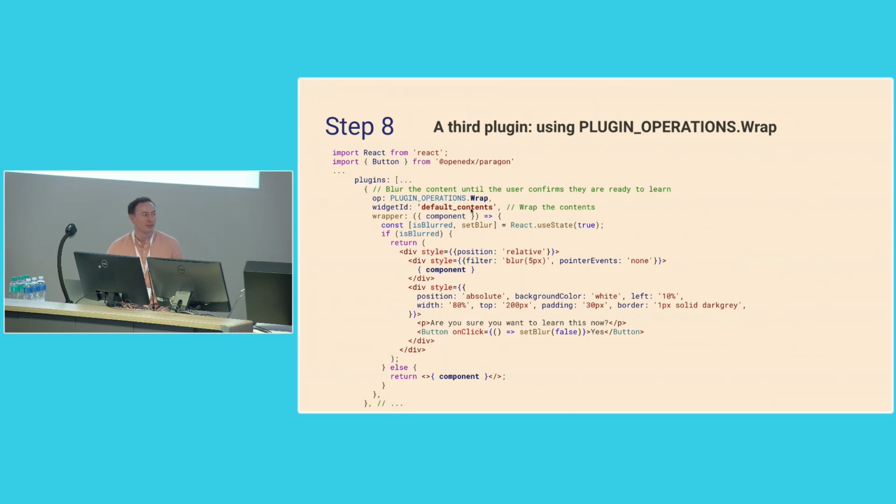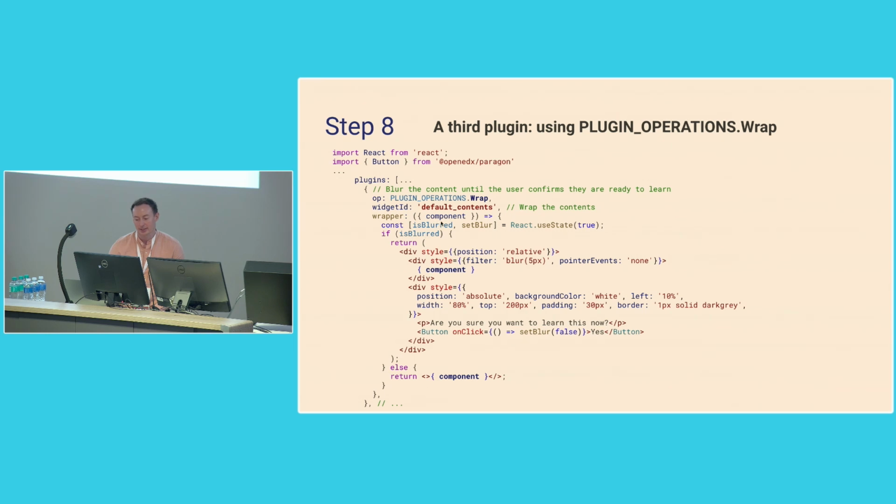So if that's the one that you want to wrap, then you explicitly say, I want to wrap the default contents. If you had your own plugin that's inserted in a slot, and then later you have a second plugin that you want to wrap your previous plugin, I don't know why you would want to do that, but you could specify the ID there. But there's probably other ways to achieve that same effect. So the most common reason to do a wrap would be if you want to wrap the default contents. So in that case, specify widget ID default_contents.